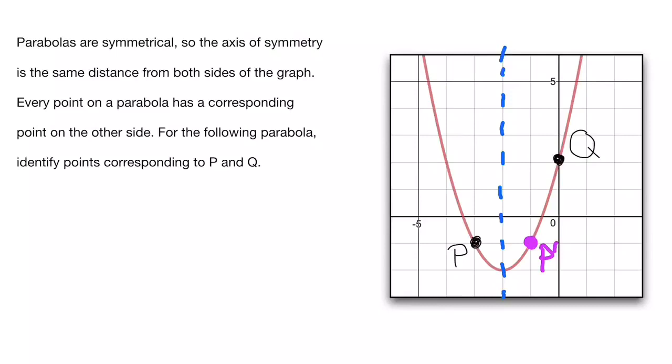So P prime is (-1, -1). Similarly, for Q prime, I would just go the other way. It's a reflection. So since this went 2 to the right to get there, I'll go 2 to the left, which means here is my Q prime, and that is at (-4, 2).